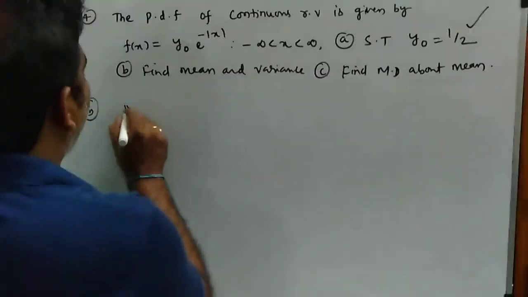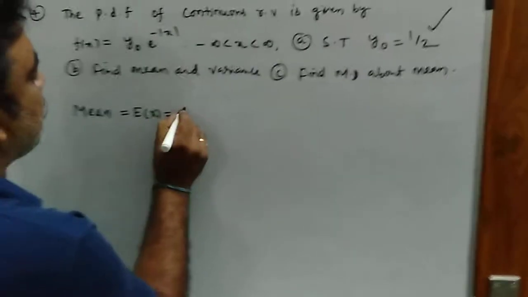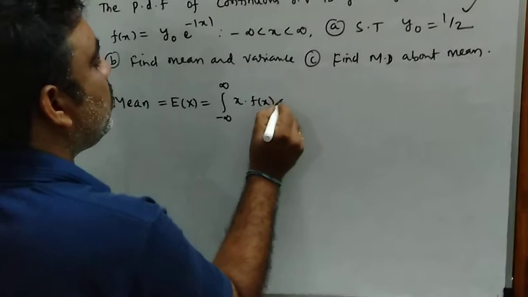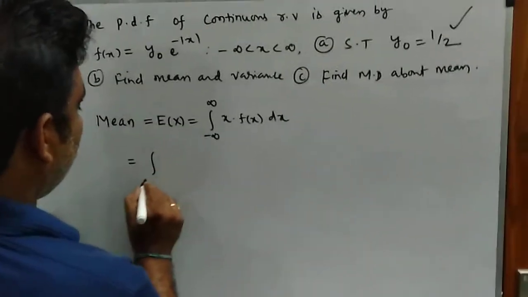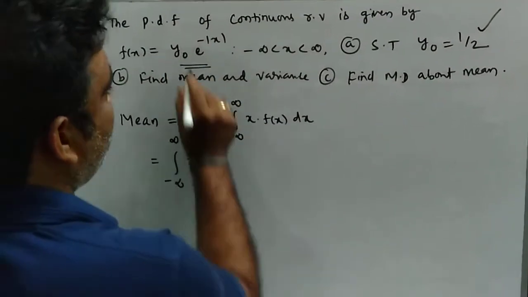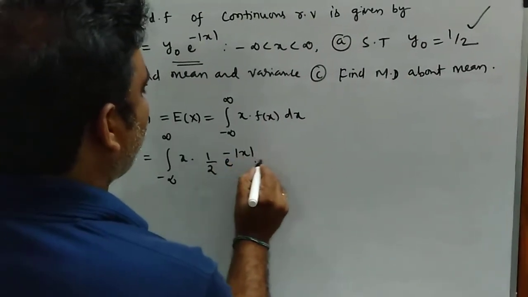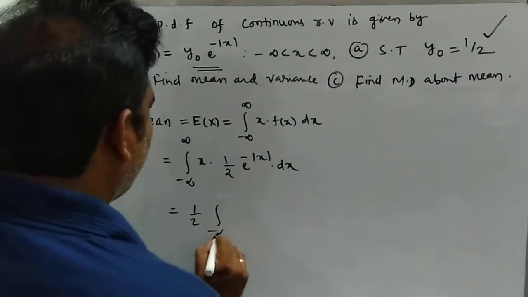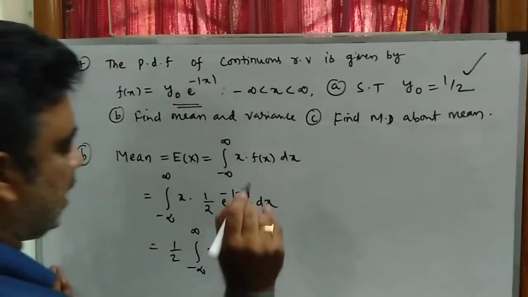In the next bit you have to find the mean. What is the formula for mean? Expected value of x is integral minus infinity to infinity x into f of x into dx. So that is integral minus infinity to infinity x into, what is f of x? Y naught, but y naught is 1 by 2. So substituting, I am writing 1 by 2 e power minus modulus x dx. So this is half into integral minus infinity to infinity x into e power minus modulus x dx.